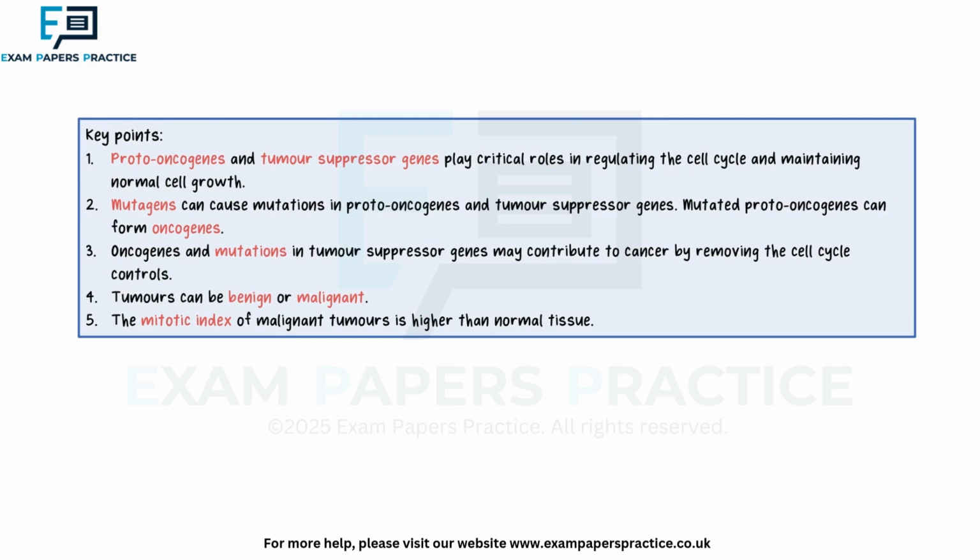The following were covered in this video. Proto-oncogenes and tumor suppressor genes play critical roles in regulating the cell cycle and maintaining normal cell growth. Mutagens can cause mutations in proto-oncogenes and tumor suppressor genes. Mutated proto-oncogenes can form oncogenes. Oncogenes and mutations in tumor suppressor genes may contribute to cancer by removing cell cycle controls. Tumors can be benign or malignant. The mitotic index of malignant tumors is higher than normal tissue.